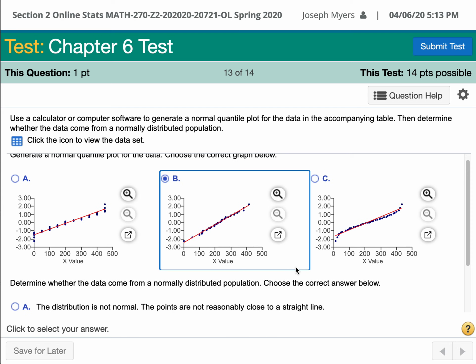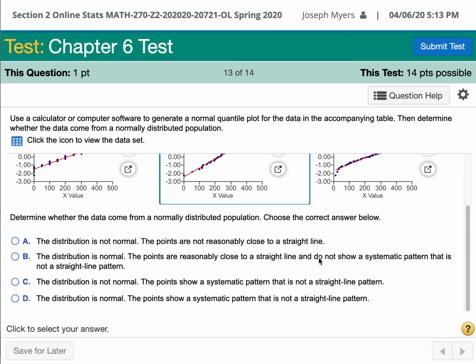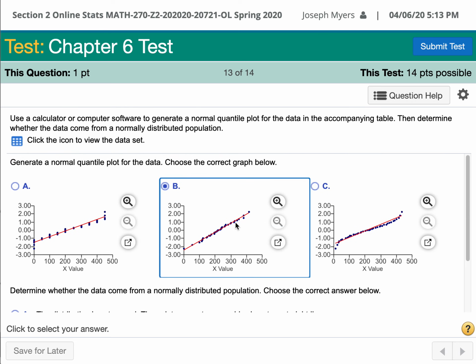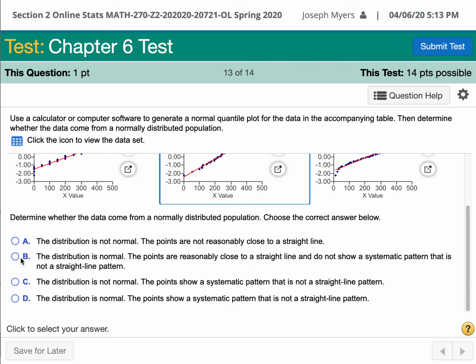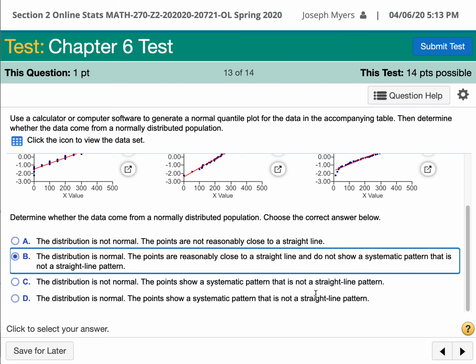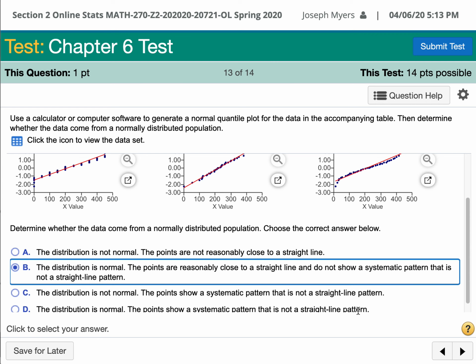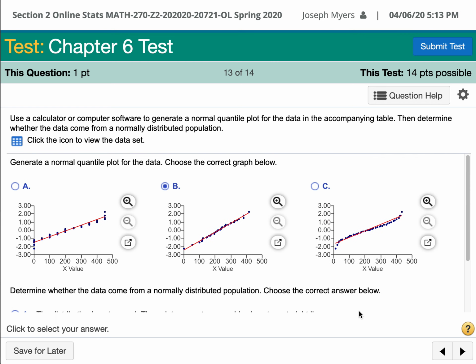Determine whether the data come from a normally distributed population. To me, this one looks like it's almost a straight line, really close. So I would say it is normal. The points are reasonably close to a straight line and do not show a systematic pattern that is not a straight line pattern. All right.